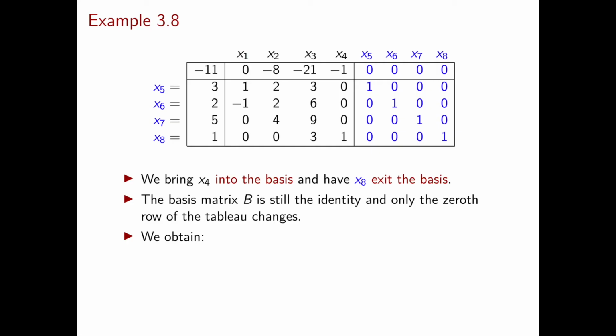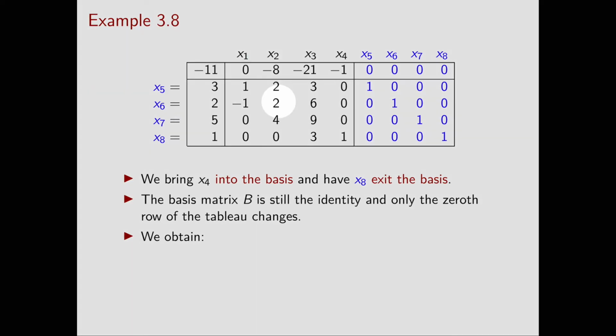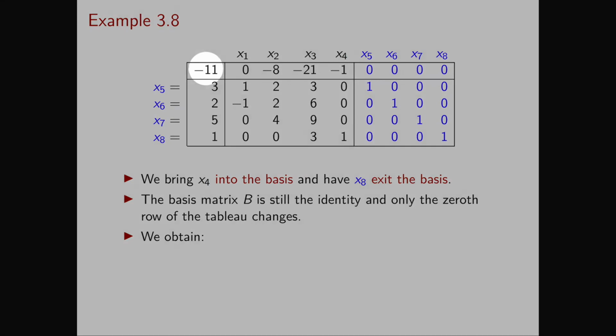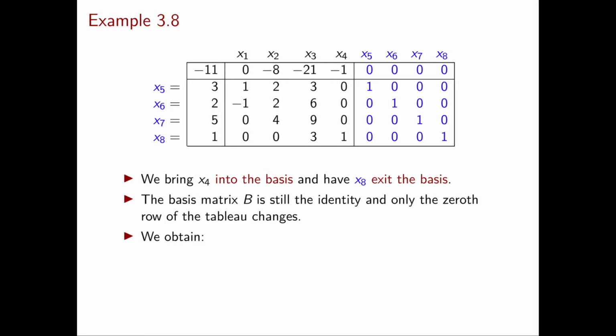In the remaining columns, we have B inverse A in the black part, which again is simply A, our original constraint matrix, and then in the columns corresponding to the auxiliary variables, we simply have B inverse times the identity, which is the identity. Now let's look at the 0th row. In the 0th column, we have the negative of the cost, so minus 11. In the columns corresponding to the auxiliary variables, we have all zeros, as we have just seen.